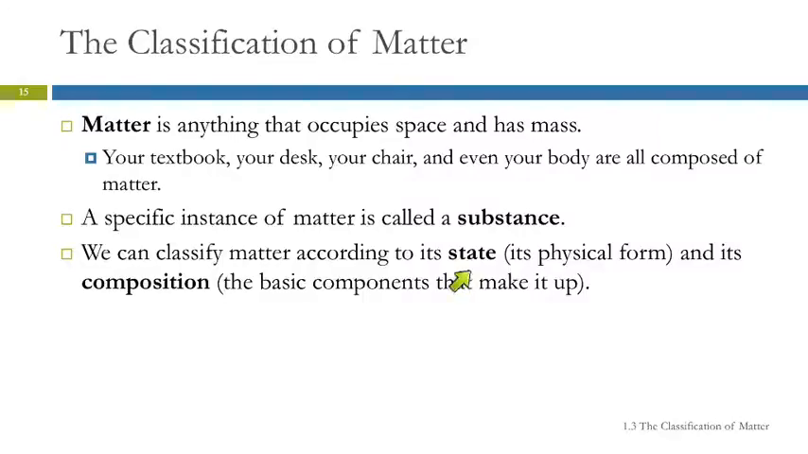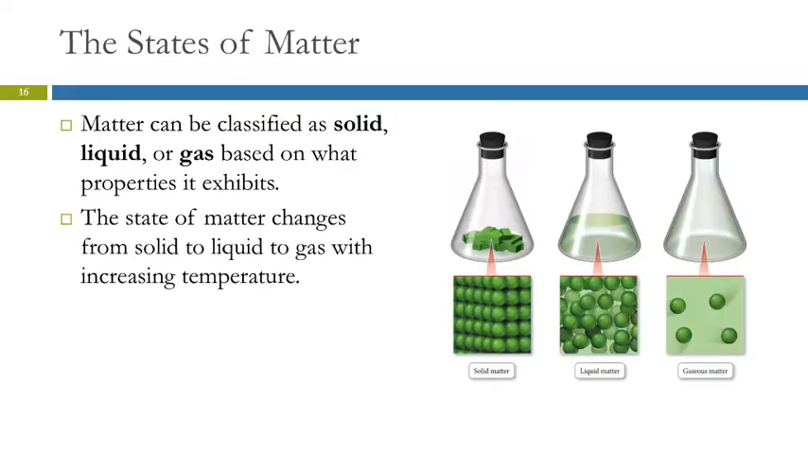One way to do this is to classify it according to its state. Not California or Arizona, but its physical form. Is it a solid, a liquid, or a gas? We could also classify it by its composition. What is it made of? The basic components. So let's look at the states of matter. Solid, liquid, or gas. There are other states of matter. We're not going to talk about them because they're very rare and unusual. We're going to talk about solid, liquid, and gas.